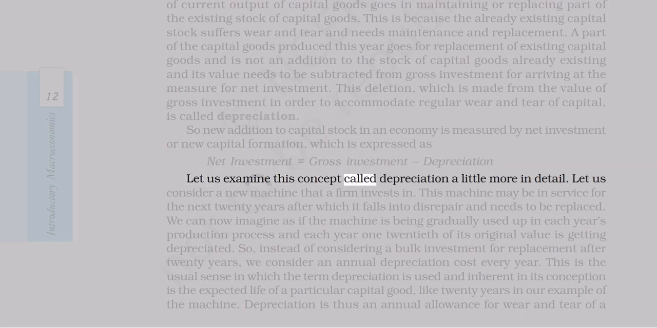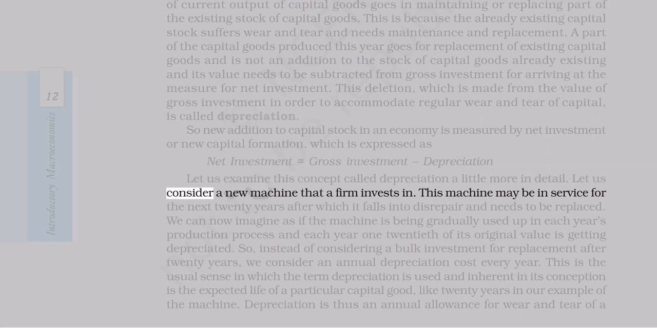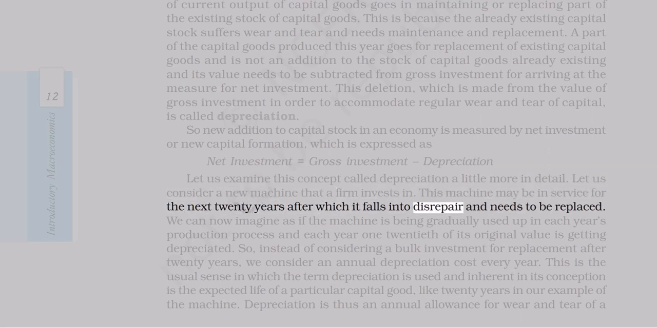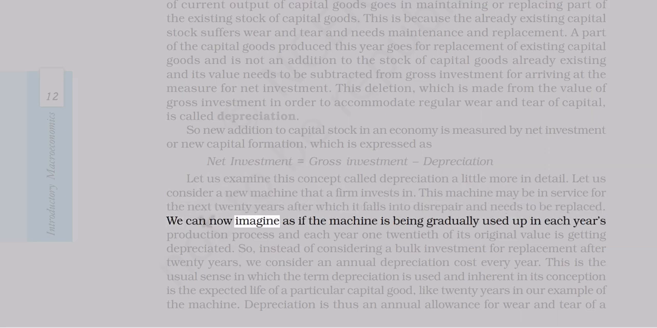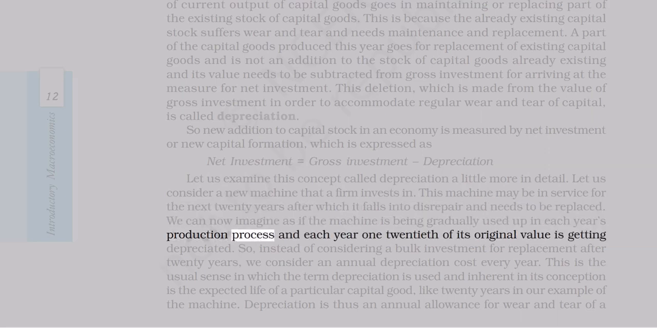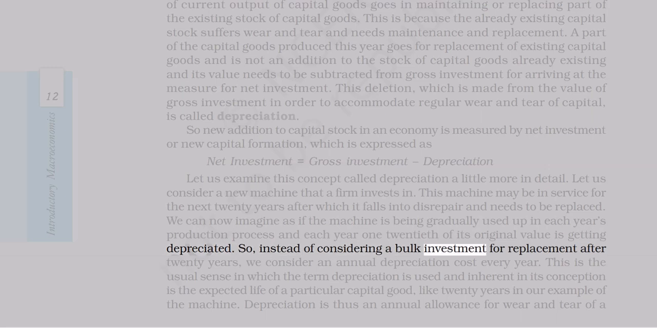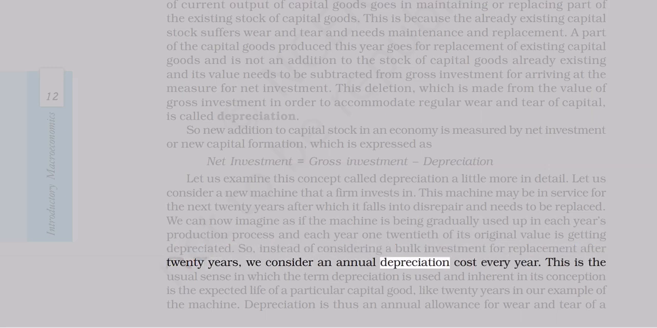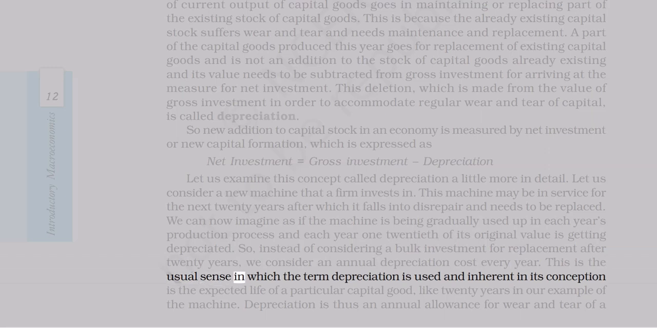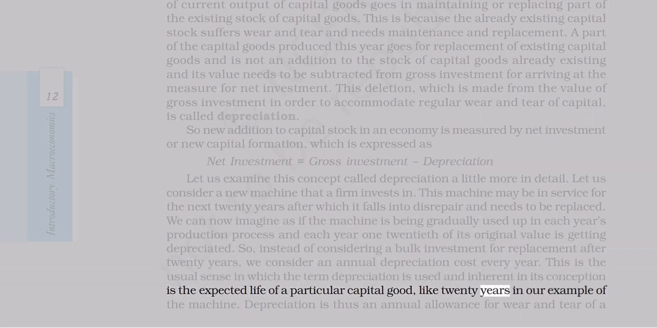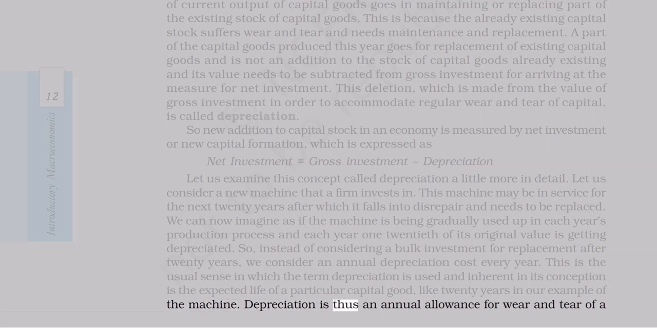Let us examine this concept called depreciation a little more in detail. Let us consider a new machine that a firm invests in. This machine may be in service for the next 20 years, after which it falls into disrepair and needs to be replaced. We can now imagine as if the machine is being gradually used up in each year's production process, and each year 1/20th of its original value is getting depreciated. So, instead of considering a bulk investment for replacement after 20 years, we consider an annual depreciation cost every year. This is the usual sense in which the term depreciation is used, and inherent in its conception is the expected life of a particular capital good, like 20 years in our example of the machine. Depreciation is thus an annual allowance for wear and tear of a capital good.